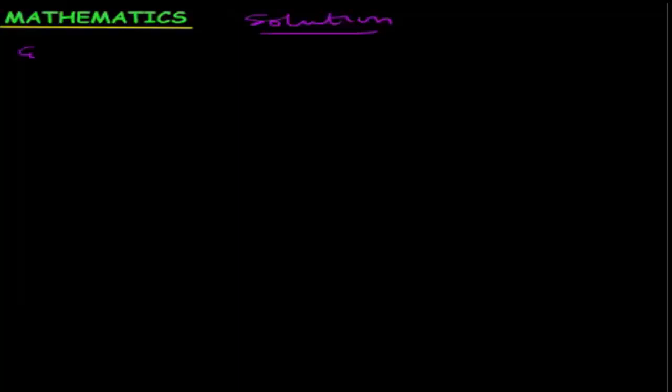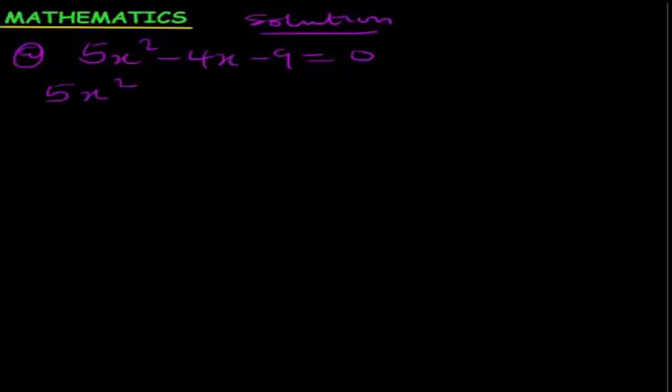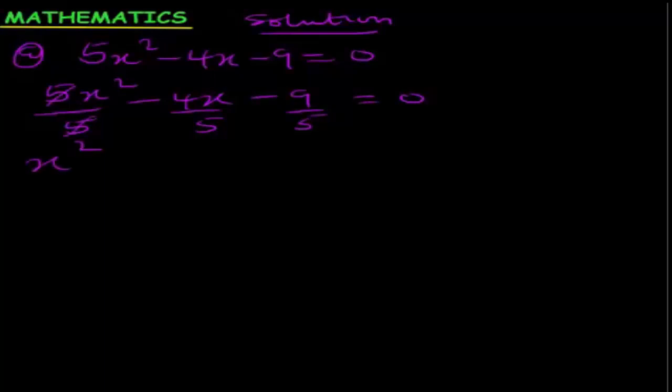Solution. Question A, you have 5x squared minus 4x minus 9 equal to 0. So what I will do is, the coefficient of x squared is 5 here, so I'm going to divide through by 5. If I divide through by 5, I have 5x squared over 5 minus 4x over 5 minus 9 over 5 equal to 0. So this 5 cancels this 5 here. I have x squared minus 4x over 5 minus 9 over 5.